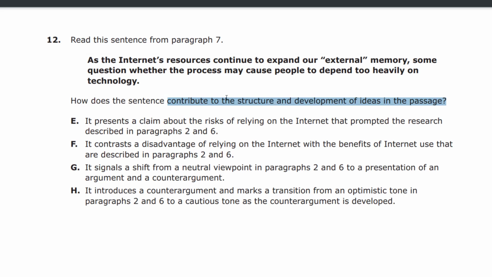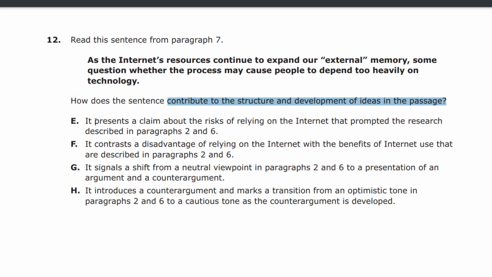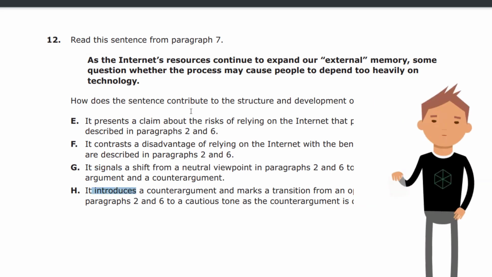Those are key phrases. The indication of a sentence is a key tip-off that this is the question that you're looking for, overall structure. The verbs: it presents, it contrasts, it signals, it introduces. This all indicates you're looking at the overall structure prompt. Now, how do we answer these prompts?